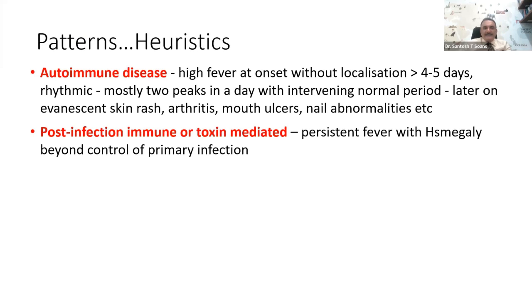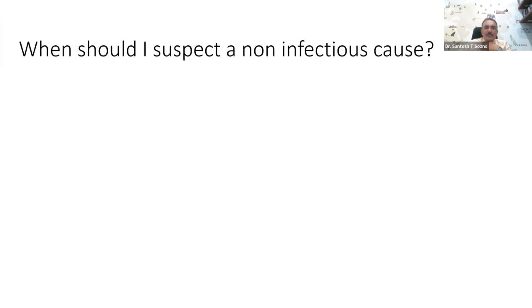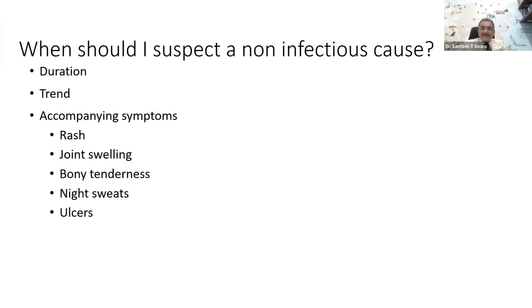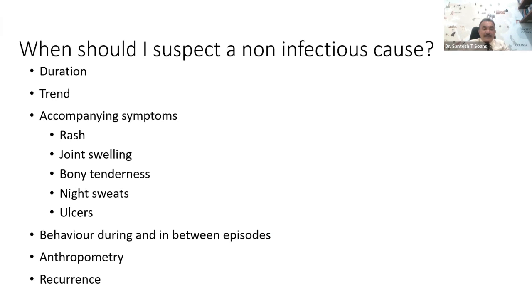So, pattern, autoimmune disease, what happened? Fever without localization, I would not go into this data. When do we suspect a non-infectious disease? Duration, trends, how the fever is, and accompanying symptoms. When do you suspect this non-infectious fever? Rash is there, joint swelling is there, bony tenderness is there, night sweats are there, ulcers are there. Then you should think of all these inflammatory diseases, oncology patients, and periodic fever. And behavior during and in between the periods.